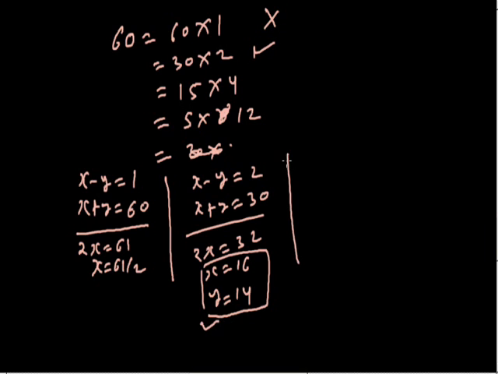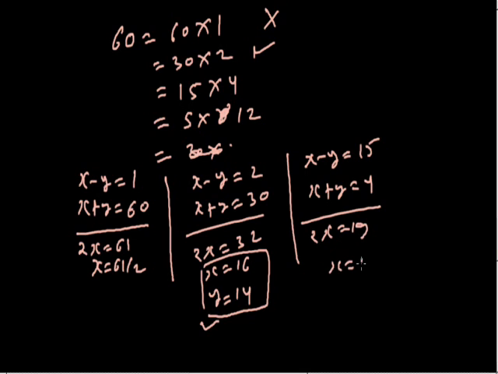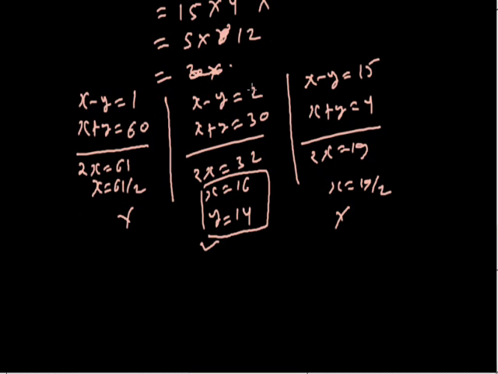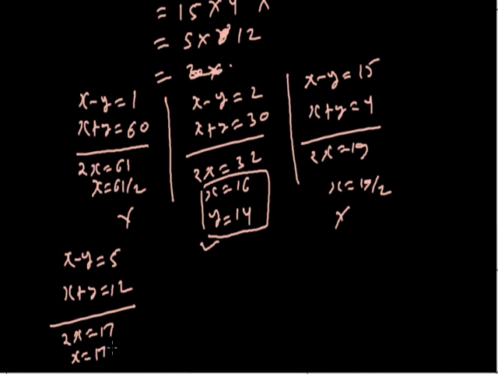Now for the third portion, if x minus y is equal to 15 and x plus y equals 4, when we add this, we get 2x equals 19. Again we get x as a fraction, which is not possible. Now for the next option, when x minus y is equal to 5 and x plus y equals 12, we get 2x equals 17. Again x is a fraction, 17 by 2, which is not possible.